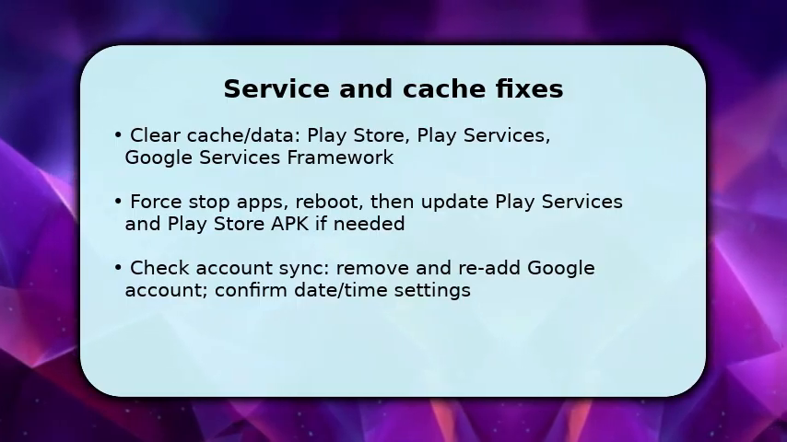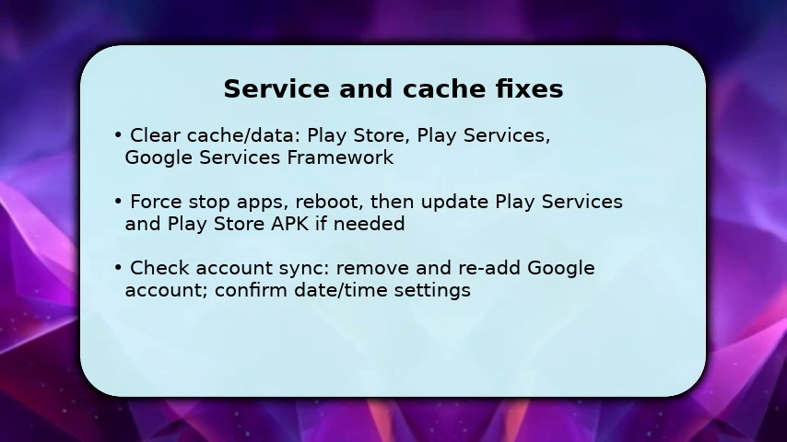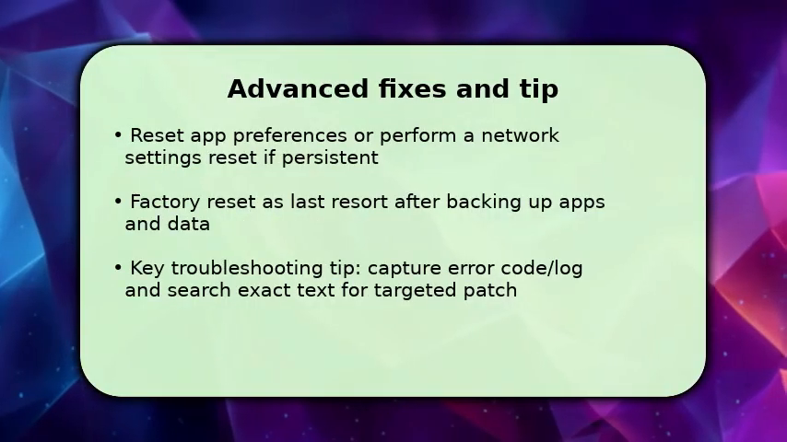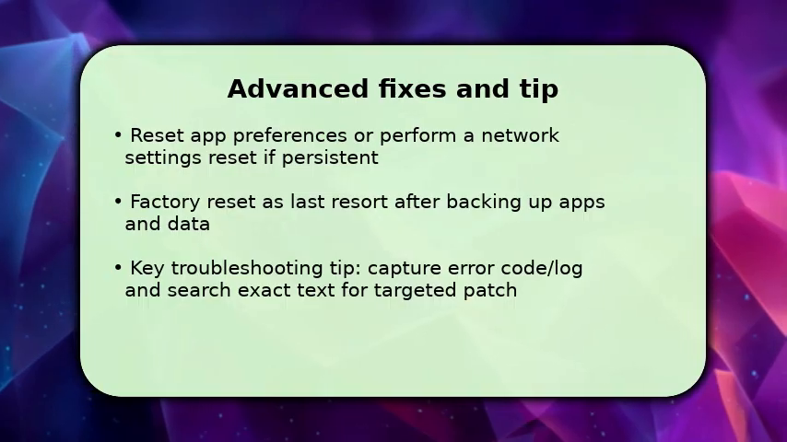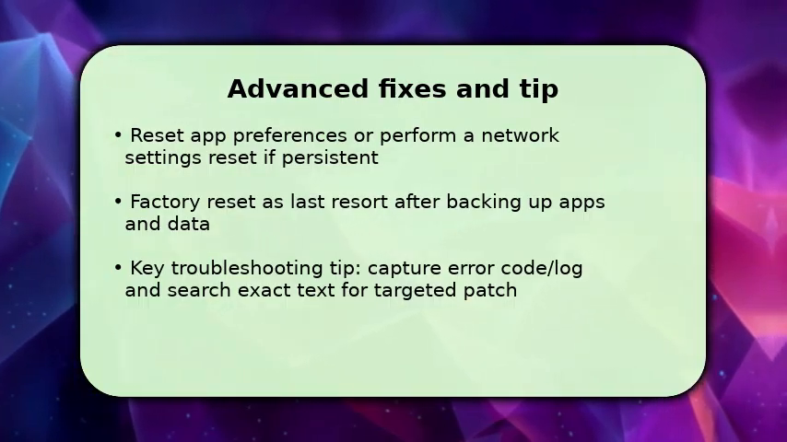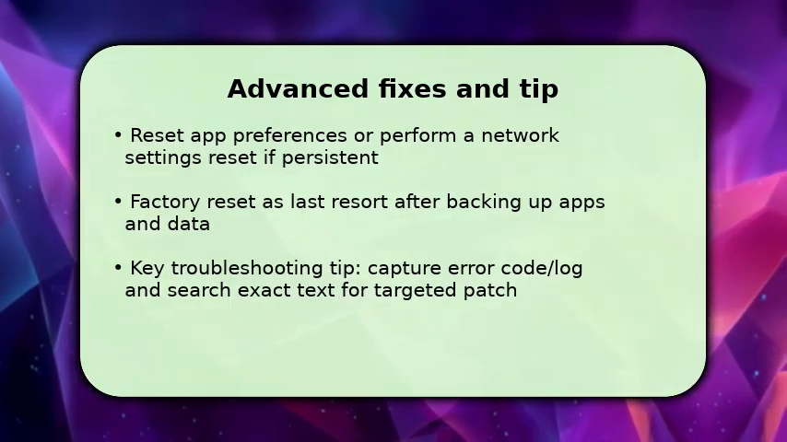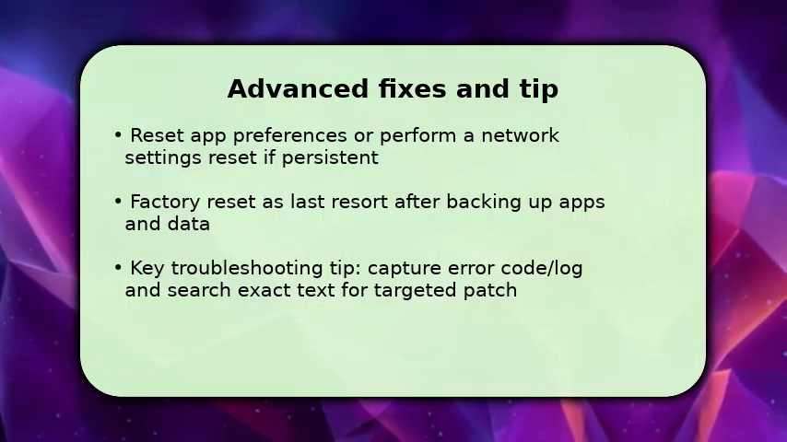Remove and re-add the account to refresh permissions, and make sure date and time are accurate, since certificate checks fail with wrong system time. For stubborn errors, reset app preferences or perform a network settings reset to restore defaults without wiping personal files. If the issue persists, back up your data and consider a factory reset as a last resort, because that eliminates deep configuration corruption.